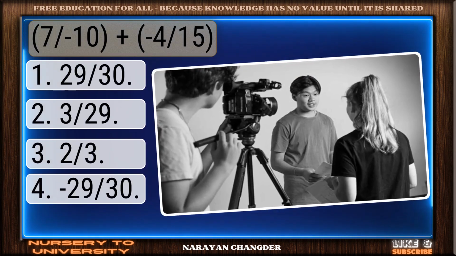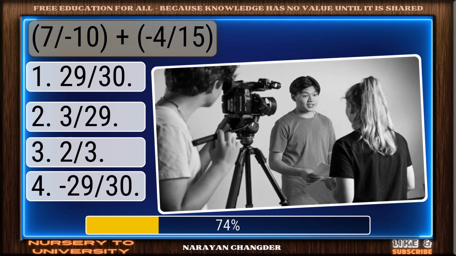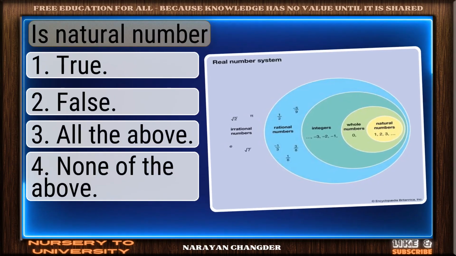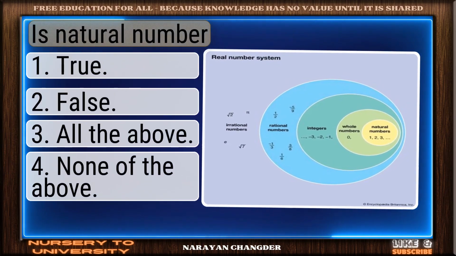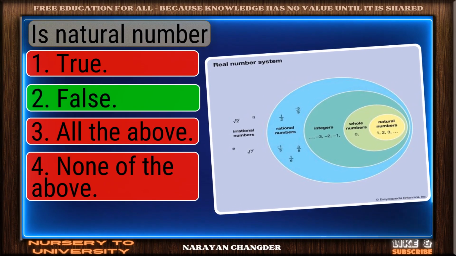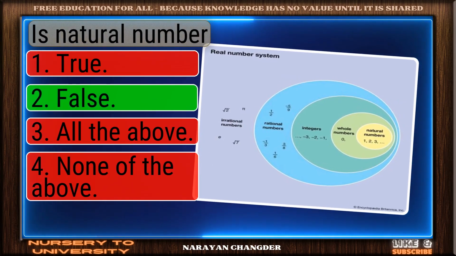Question number 222 plus? Nicely done. 2930 is a solid answer. Question number 223 is natural number. Correct response. False is the most accurate answer.